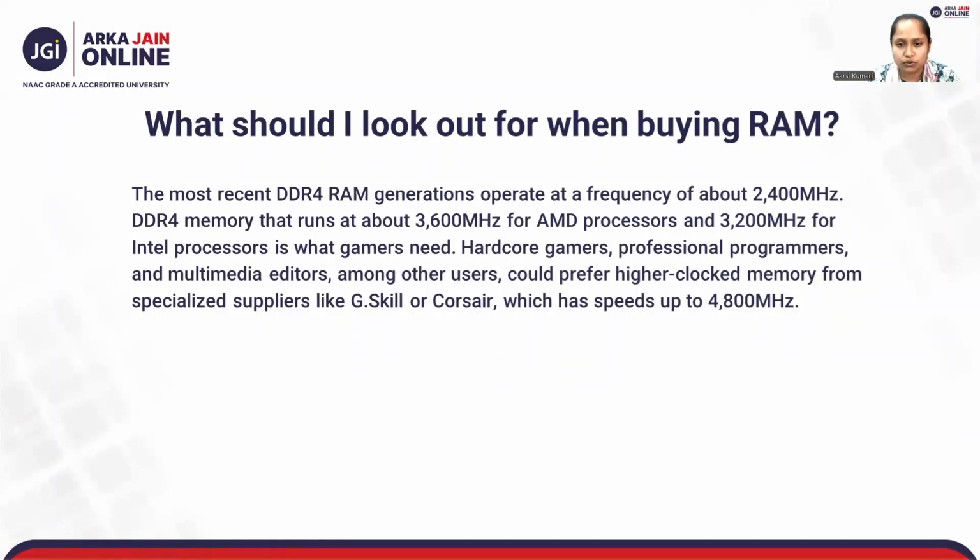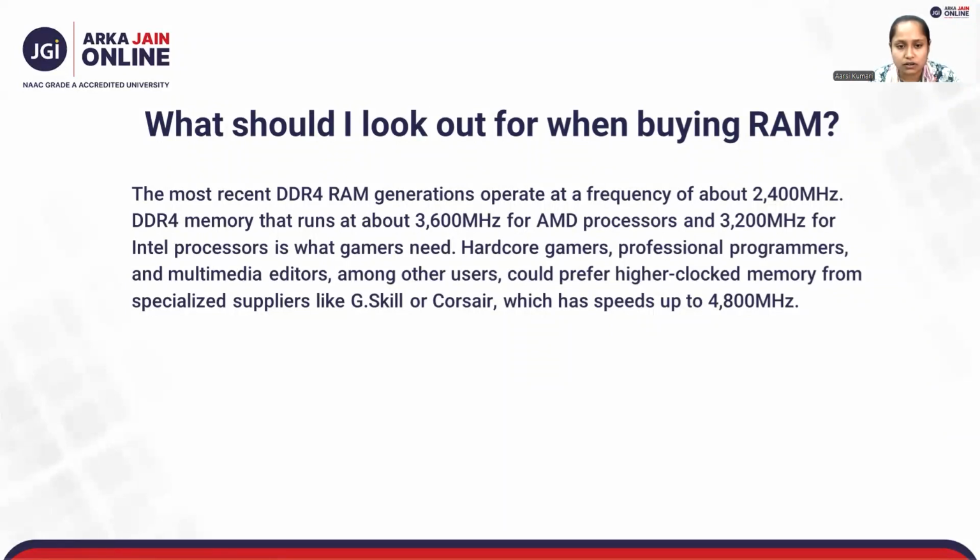What should I look out for when buying RAM? The most recent DDR4 RAM generations operate at a frequency of about 2400 MHz. DDR4 memory that runs at about 3600 MHz for AMD processors and 3200 MHz for Intel processors is what gamers need. Hardcore gamers, professional programmers, and multimedia editors, among other users, could prefer higher clock memory from specialized suppliers like G.Skill or Corsair, which has speeds up to 4,800 megahertz.